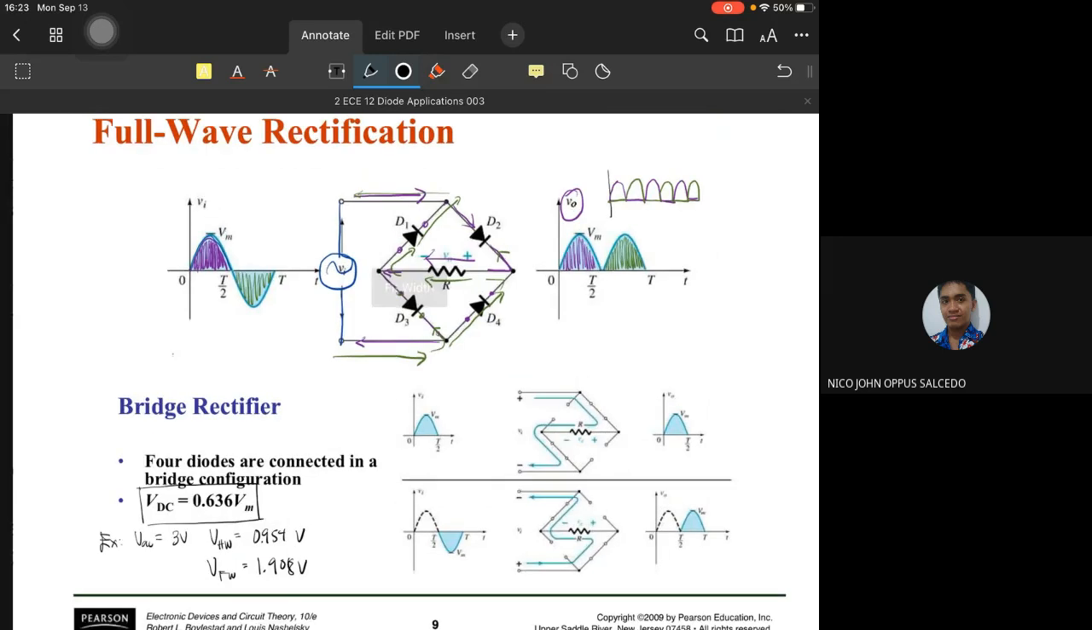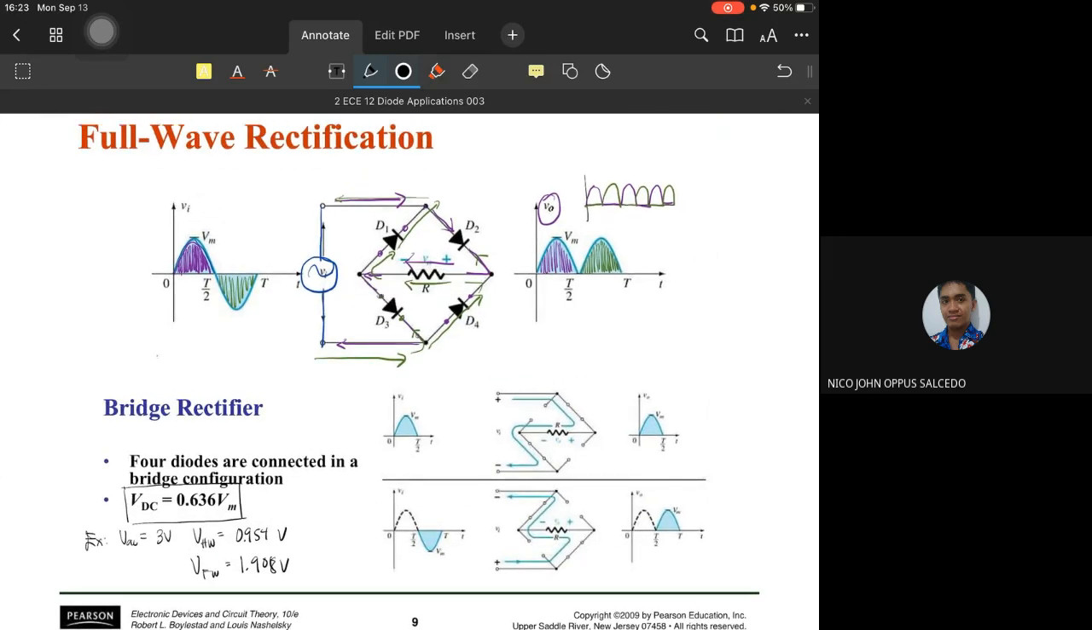So far, any questions regarding full wave rectifier operation? Is it clear?